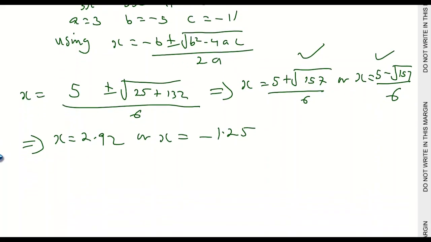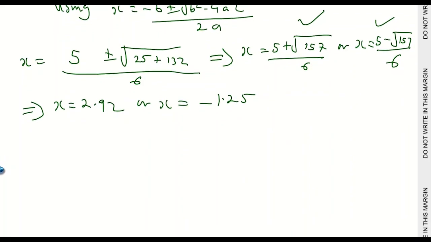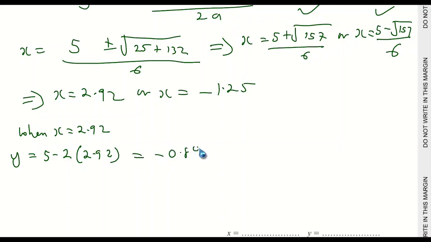Okay, so now we need to find the value of y. So when x equals 2.92, you key in the value of x into that equation 1, which is y equals 5 minus 2x, in this case 2.92. So the final answer here is negative 0.84.